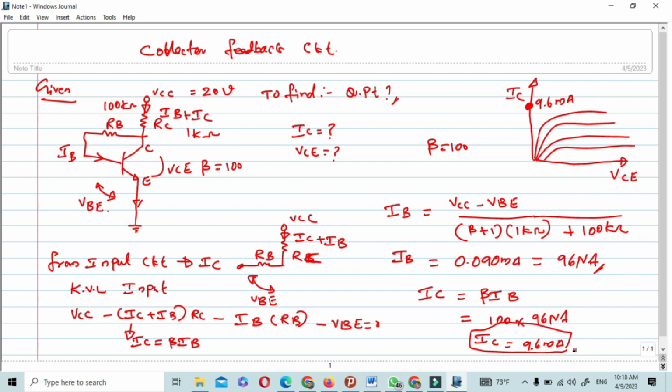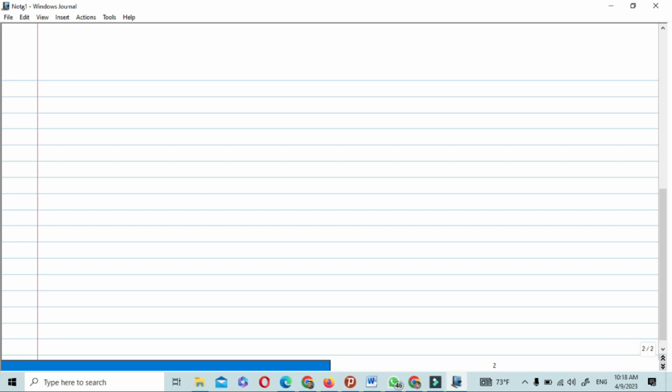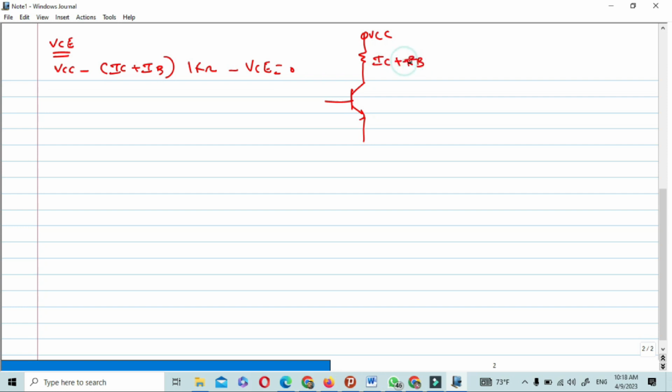Next one is VCE. How is it possible to find it? From the output side, I am going to write the VCC equation: VCC minus (IC plus IB) into 1 kilo ohm minus VCE equal to 0. This is for the output section. So here VCC, IC plus IB into RC, and this one is VCE. This value is 1 kilo ohm.